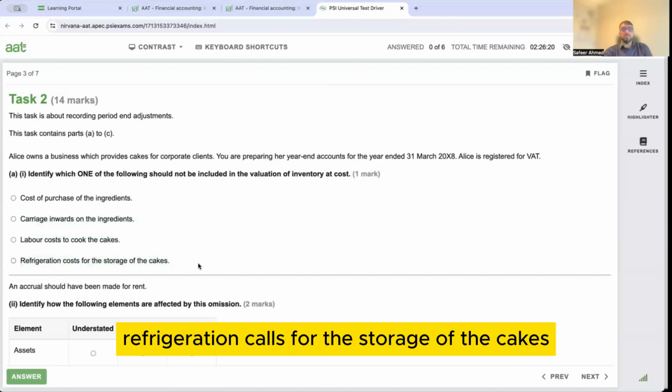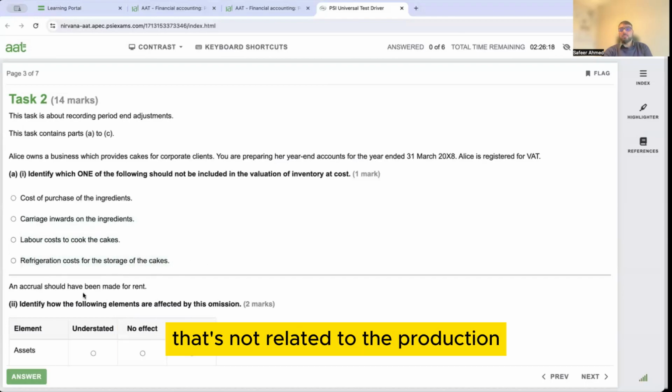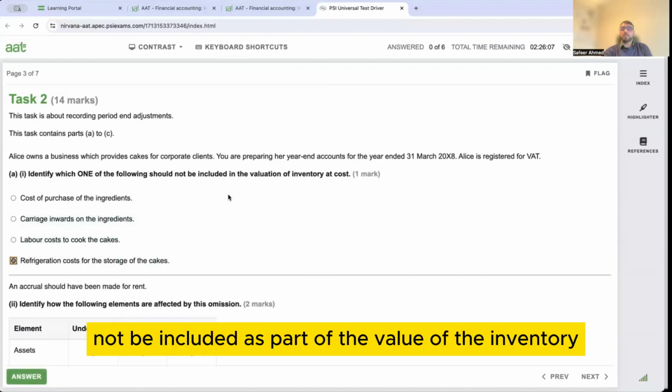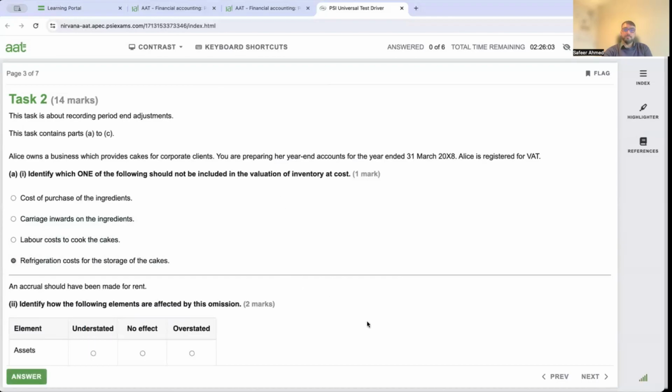Refrigeration cost for the storage of the cakes, that's not related to the production. That's just the storage. So that's after the production process, and that's an indirect cost in that sense. So this should not be included as part of the value of the inventory.